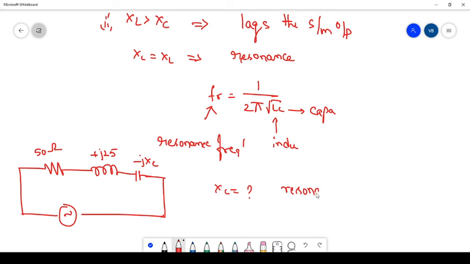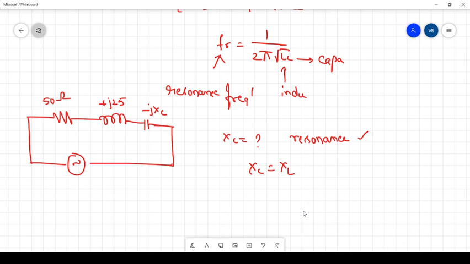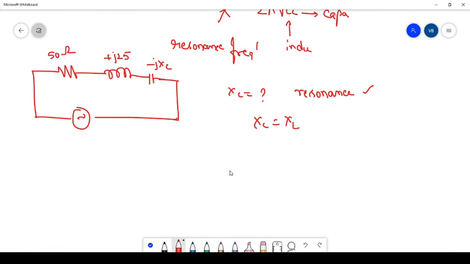At the resonance condition, what will happen here? He has already given the inductor value as well as the resistor value. So the resistance value we don't require. So we need to calculate XC at the resonance condition. What is the resonance condition? That is XC equals XL here. So XC equals XL means we already simplified that one. What is the XL value given? XL value is 25 ohms. So what is the XC value then? Depending upon this condition, XC value will become 25 also.